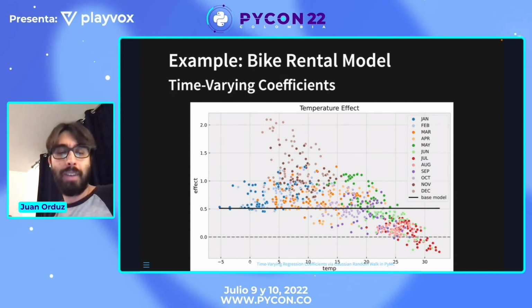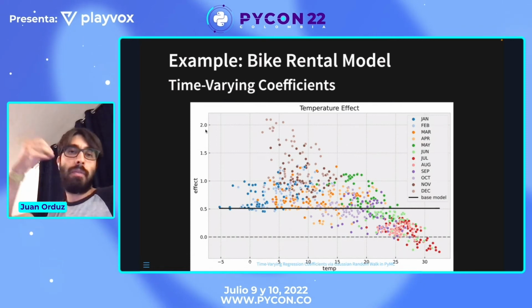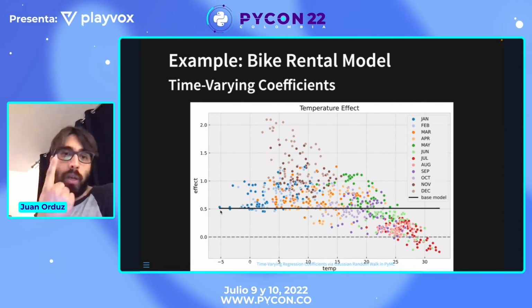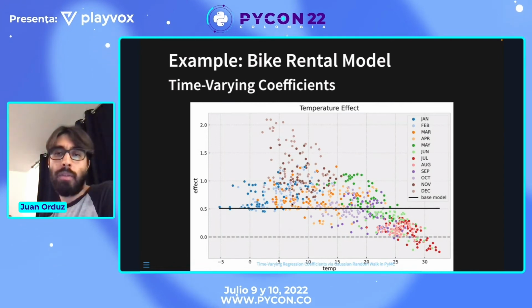This plot has very interesting information. Let me go through it in some detail. On the x-axis you have the temperature, which goes between, let's say, -5 and 30, so probably it's a country with quite a seasonal climate. The effect is what you would get from the beta coefficient, so to say. For the base model, this is flat because you have just one coefficient for temperature, and it's around 0.5. And then the other dots come from this time-varying coefficient model. For each point I have one coefficient, which is a little bit hard to grasp, but this is what a Gaussian random walk is doing for you.